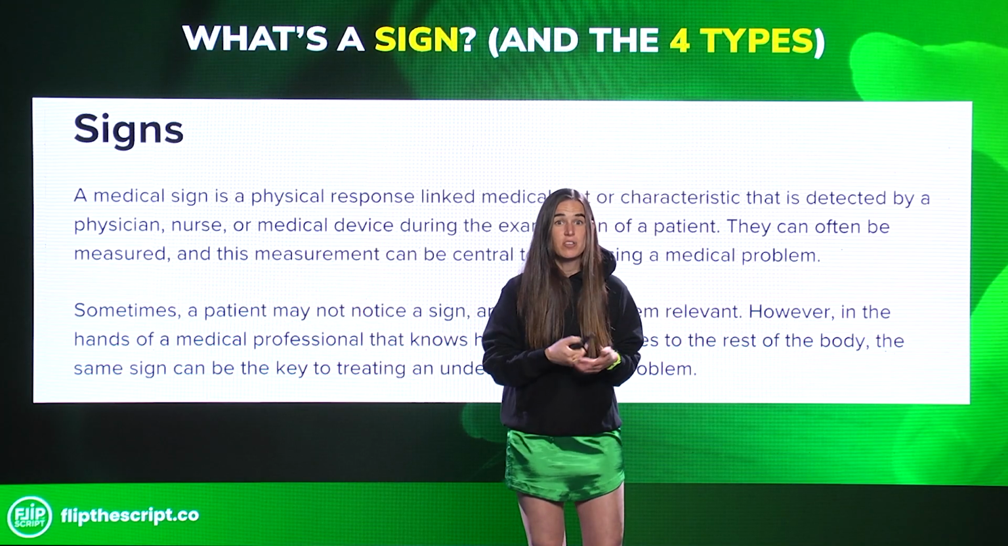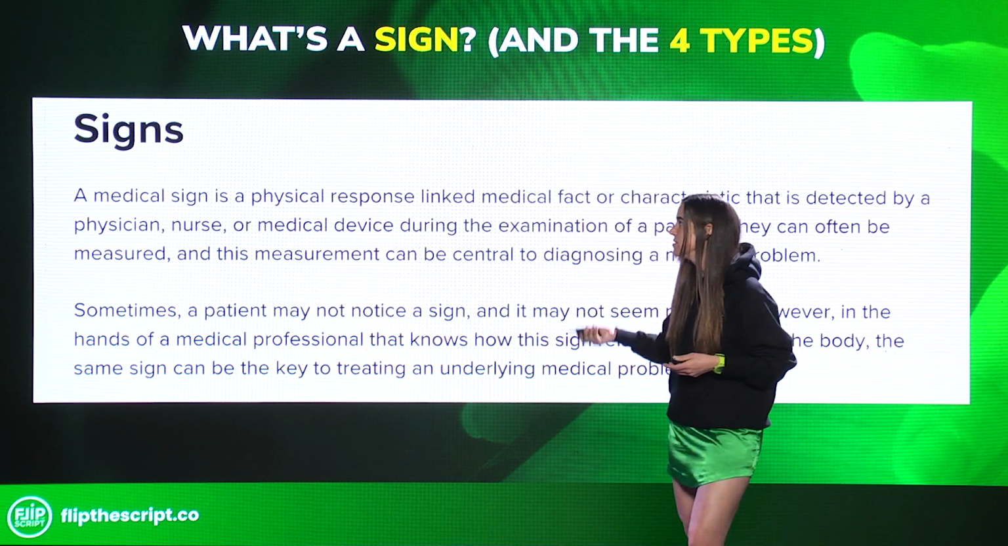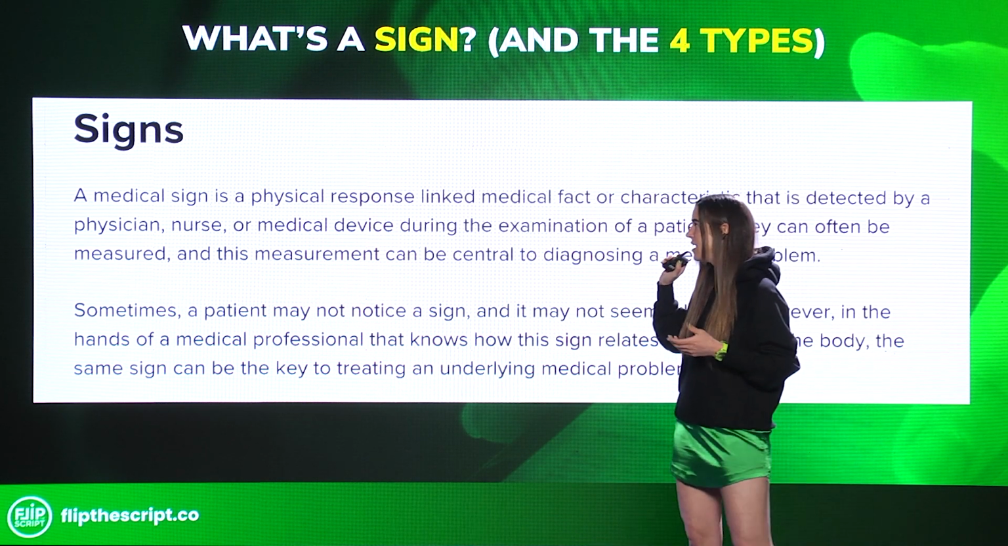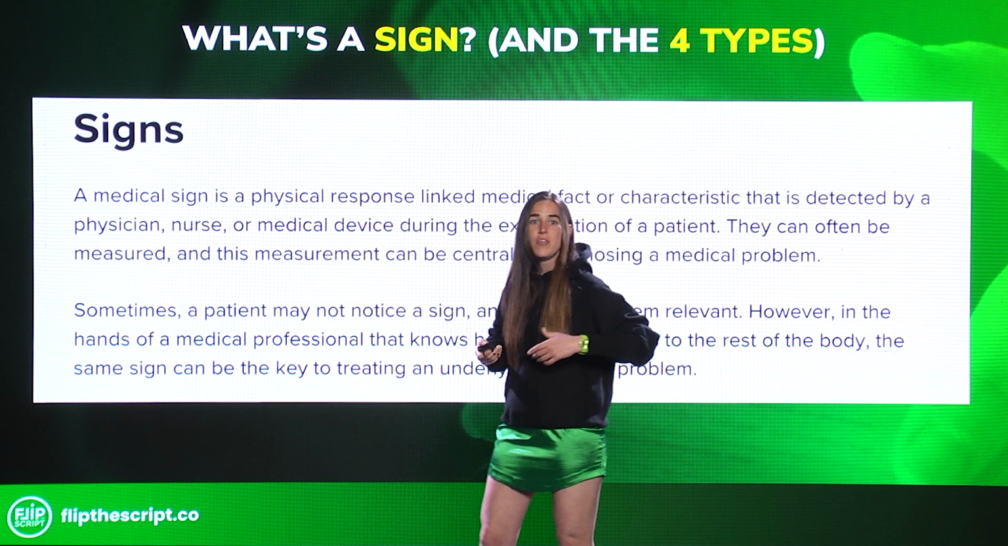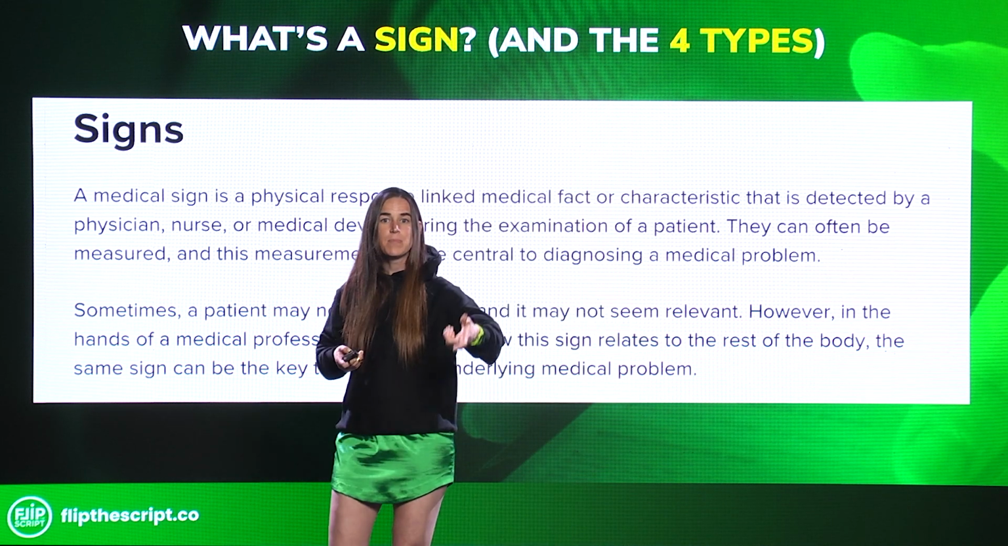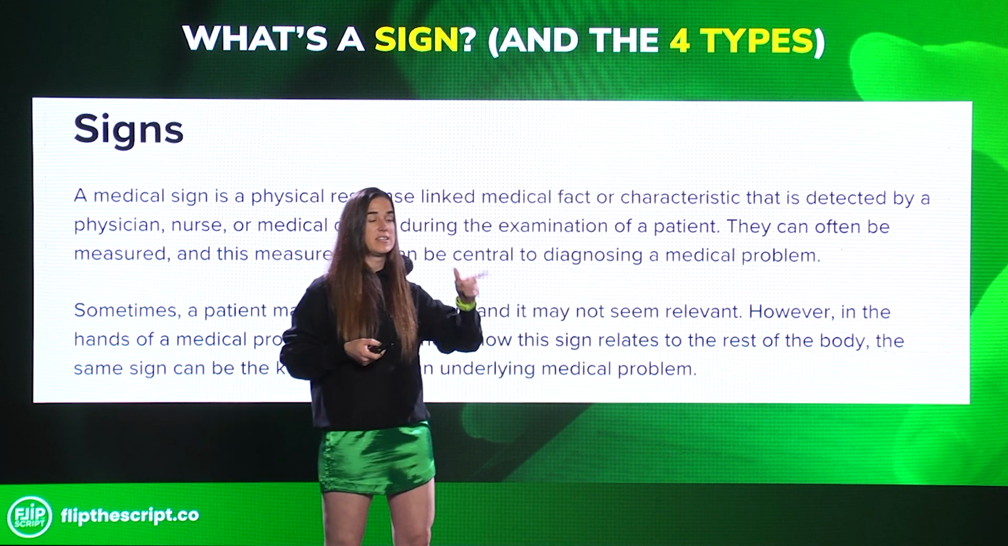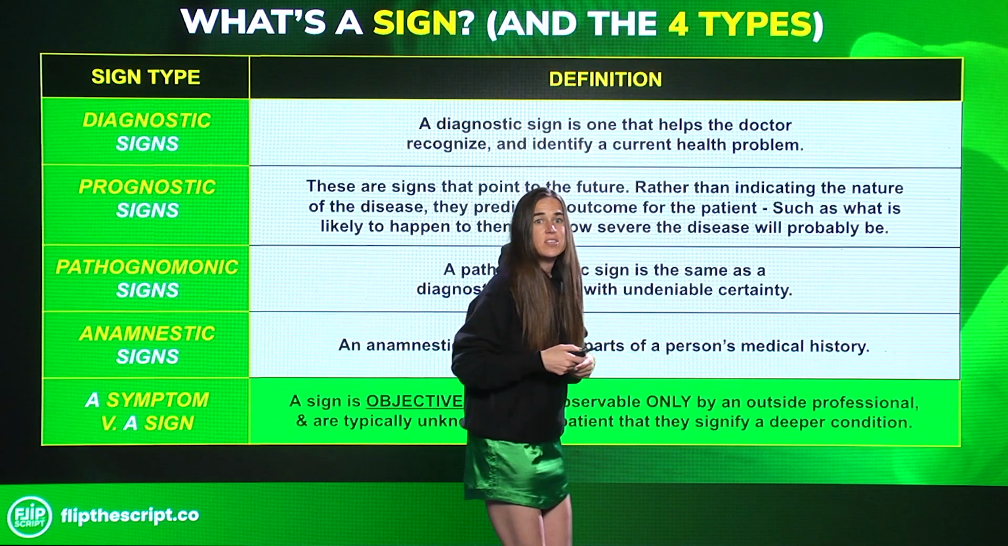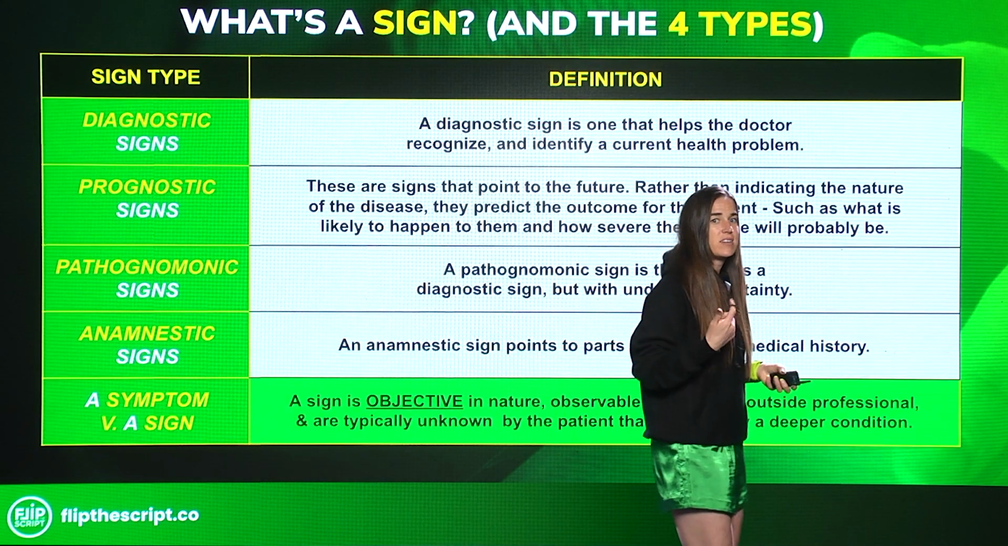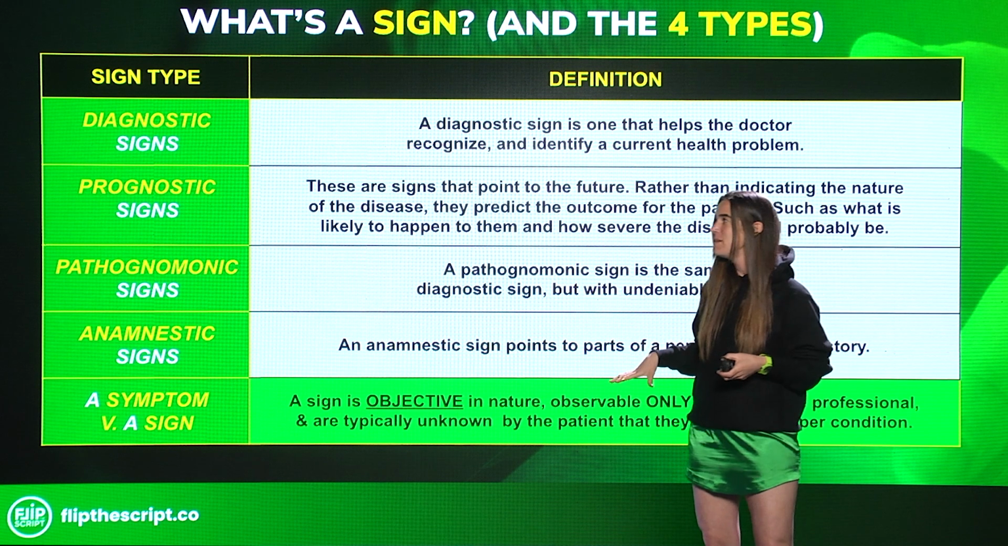If you're selling based on signs, this opens up a multitude of problems that your prospect didn't know about. So this will increase the likelihood that you can make a sale because they didn't know that they had the problem. This is a sign to an expert that there is a deeper condition that is not detected by the prospect. So there are 4 types of signs: diagnostic, prognostic, pathogenomic, and anamnestic.